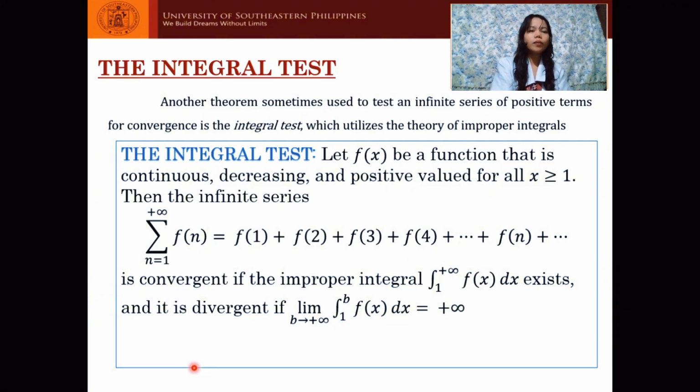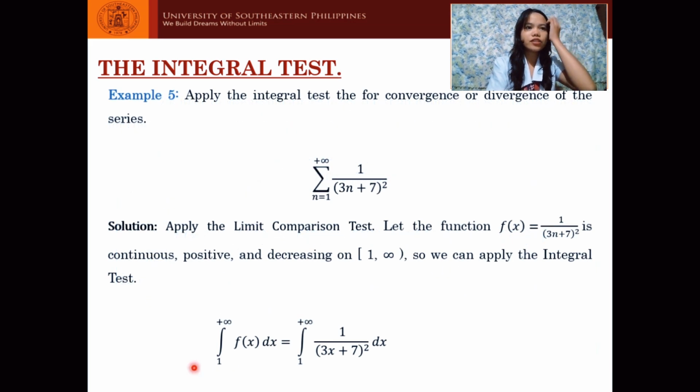To help us understand more about this integral test, let us have two examples. For the next example, we're going to apply the integral test for the convergence or divergence of the series, the summation of 1 over the quantity 3n plus 7 squared, from 1 to positive infinity. First we have to indicate what we're going to apply: the integral test.